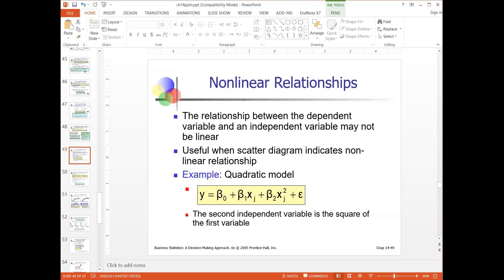So the next topic is to understand that sometimes the relationships are not linear. We have already discussed the codes in R, how to check if the independent variable has a non-linear relationship. The relationship between the independent and dependent variable may not be linear. Linear means that it is proportional at all times, but sometimes that is not true. So it is useful.